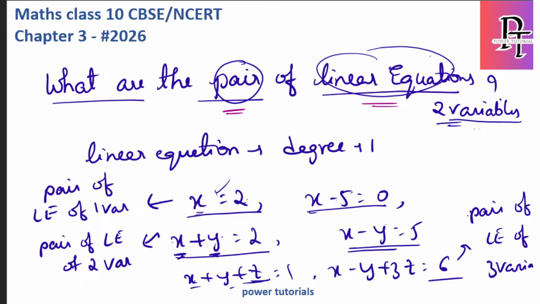And then we have covered what is a pair of linear equations, and I have explained if it is x equal to 2, it is a pair of linear equations in one variable; x plus y, x minus y is a pair of linear equations in two variables. If you have something like x, y, z, then we call it a pair of linear equations in three variables. So we need to have at least two equations to solve equations of two variables.